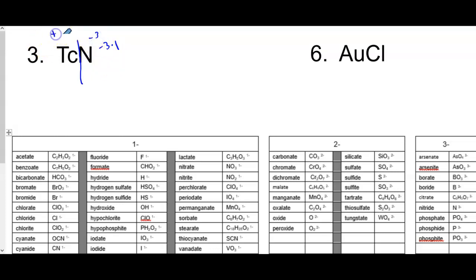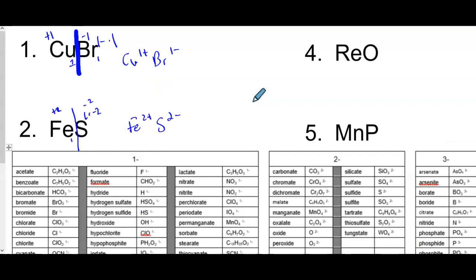That means this side has to be +3, otherwise they would have an overall charge, and they don't. It's a compound. So how many Tc do I have? 1, so that means this stays as a +3. So this is Tc 3 plus, and this is N 3 minus. All right, you go pause the video and you go try 4, 5, and 6 on your paper.